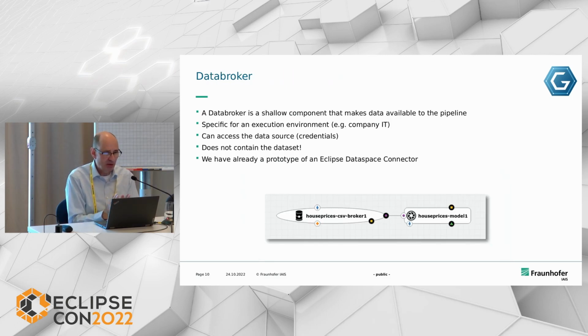Then we have also the notion of a data broker. The data broker has the special function of being the very first node of a pipeline. So it has usually no input message, only output messages, because it's the first node. And a data broker is usually a shallow component that makes data available to the pipeline. So it does not contain the whole data set. It only makes it accessible. So, for example, it knows credentials to access a database and is usually specific to an execution environment.